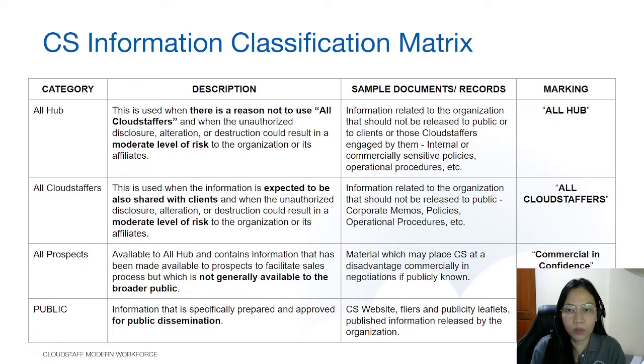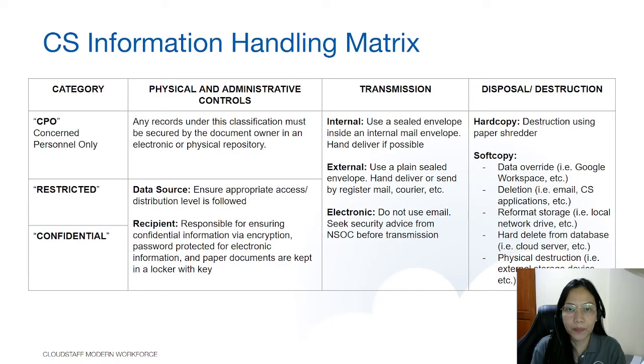Now, let's move on to the next slide. So let's talk about information handling. Information should be handled according to its classification. Since we have the seven categories, for CPO or concerned personnel only, any records with this classification should be secured by the document owner in an electronic or physical repository.